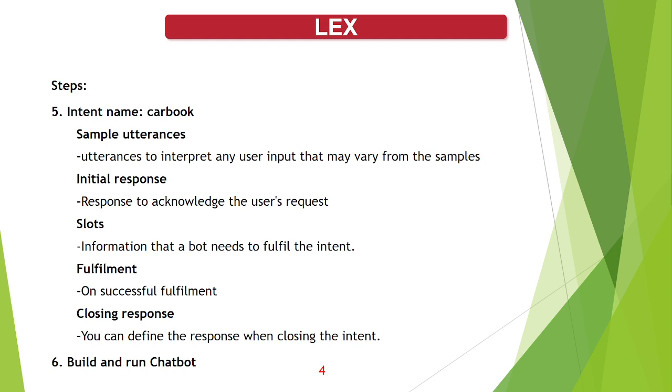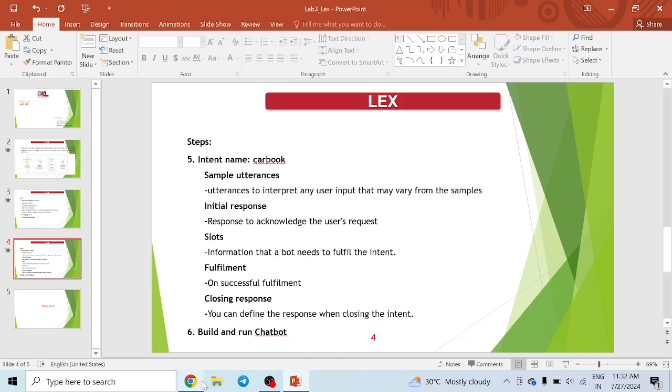Followed by slots, which means the chatbot will ask a few questions to the user. That is called slots, followed by the fulfillment. After successful completion of all these slots, the chatbot will reply with some fulfillment message. After completion, there is a closing message, that is the final response given by the chatbot. Finally, you can build and run the chatbot. So let's see how to do the demonstration for the car booking application.